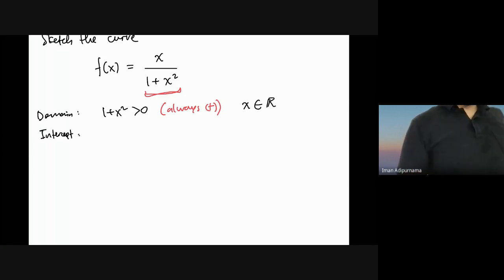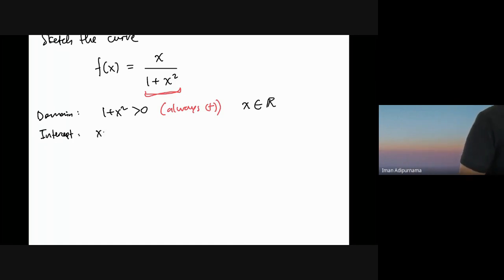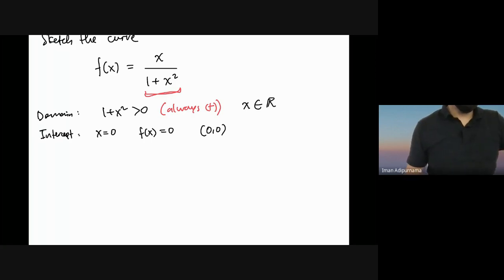Actually, you don't have to put all the information in order; you can start from anywhere you want. You can check f prime first, or f double prime first. It's okay. So intercept: when x is equal to 0, f of x is also 0, right? So (0, 0) will be the intercept.